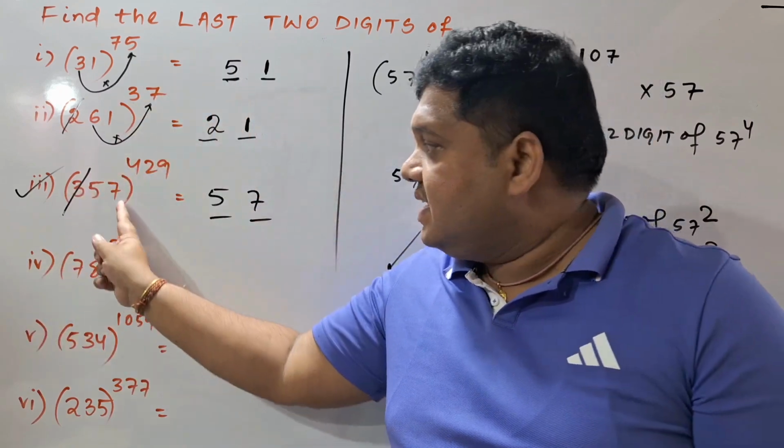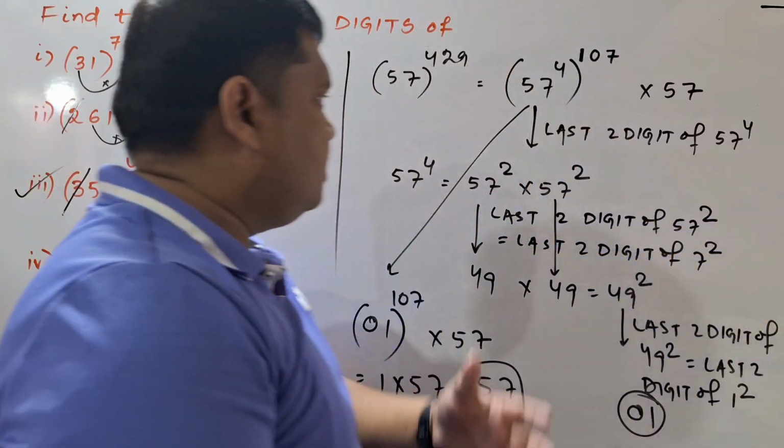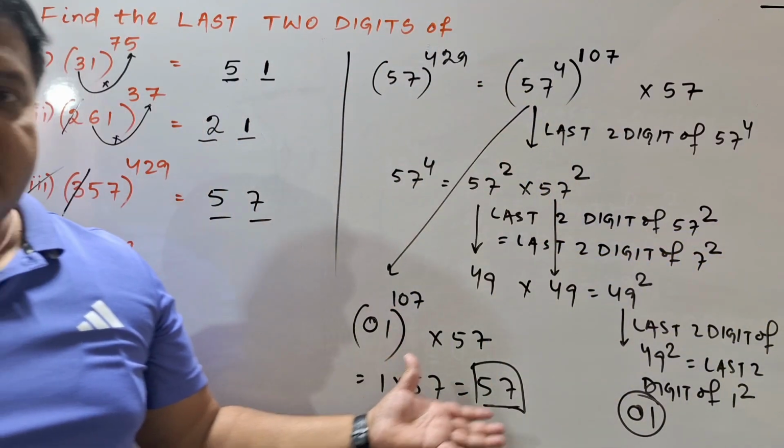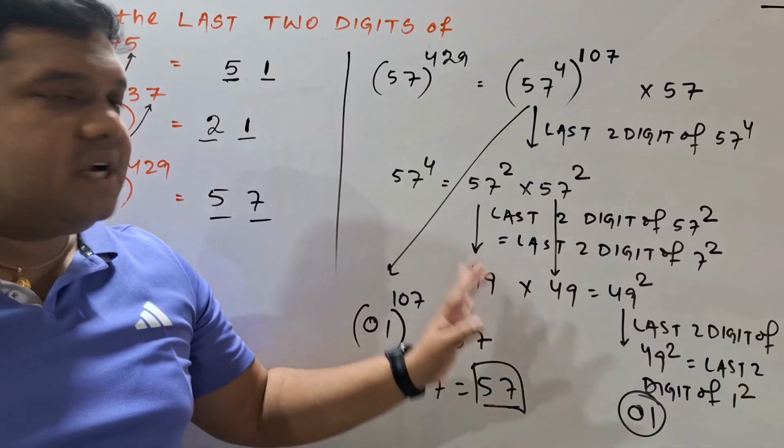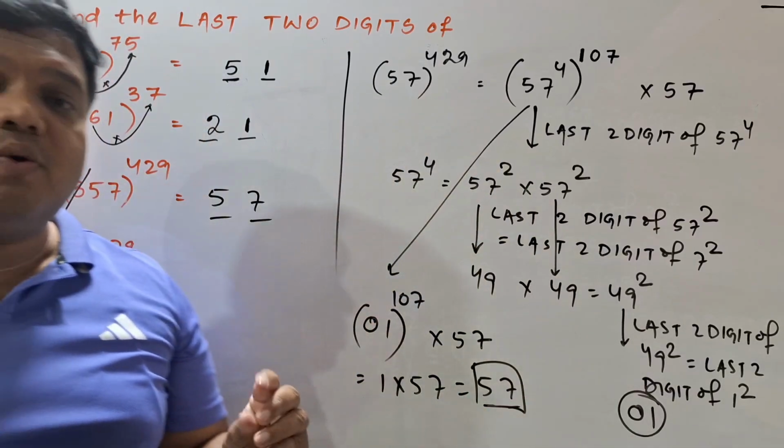So if the base ends in 7 or 3 or 9, given, you do modification. And how do you do the modification? This is the process. Very, very important. I think you understand now. Now we are going to discuss even base.